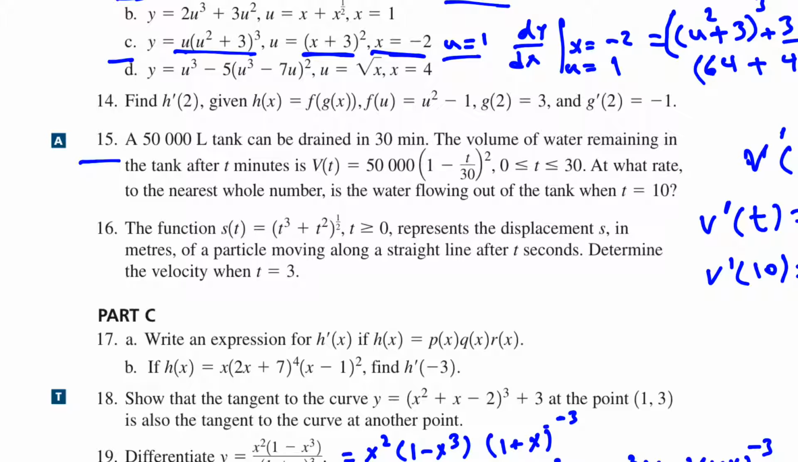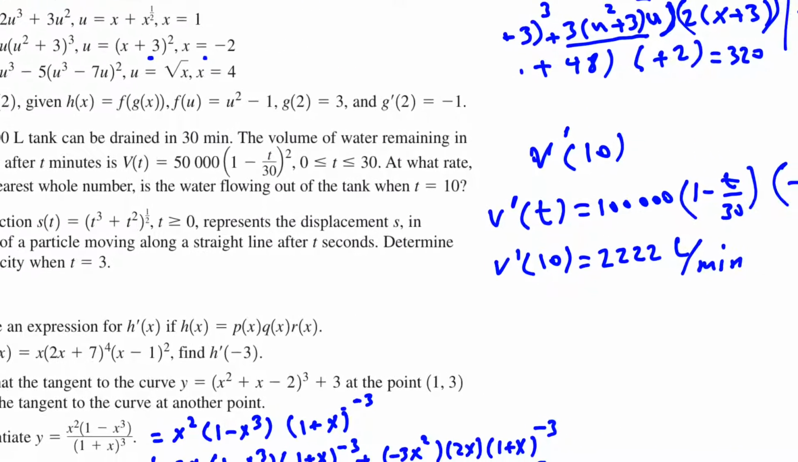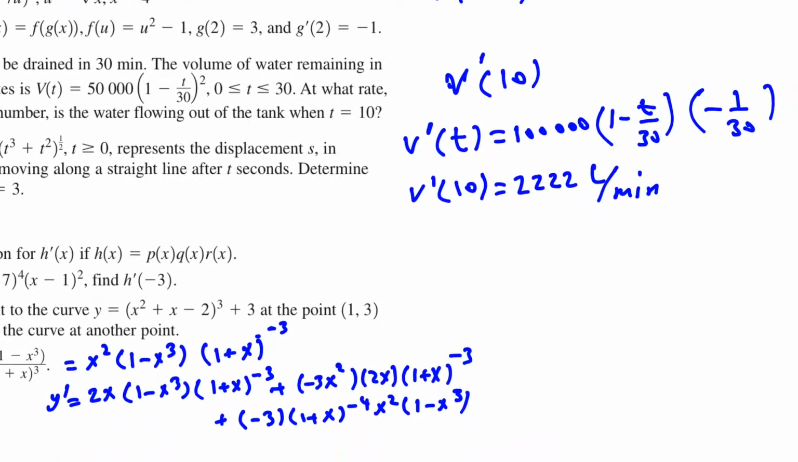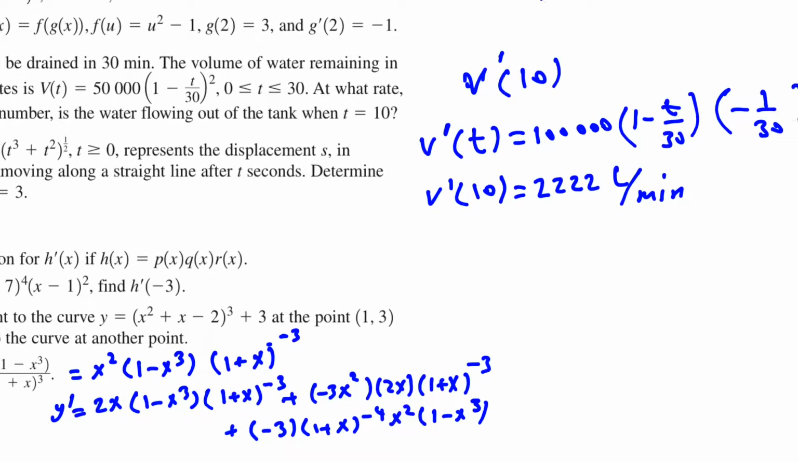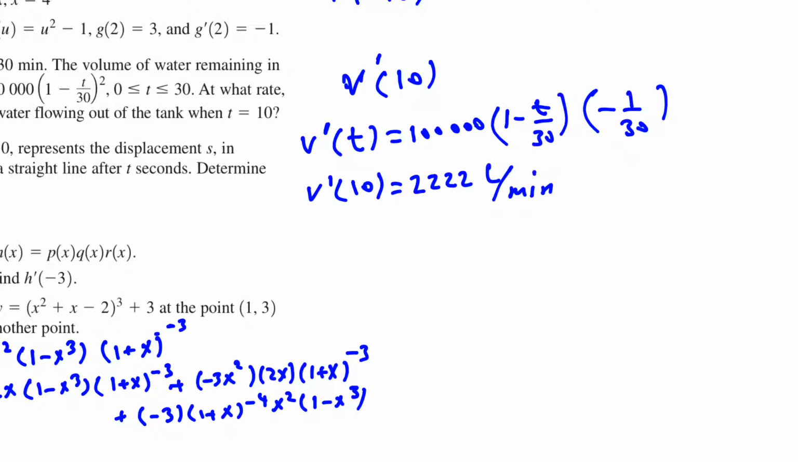We have to find the derivative and plug in 10. We are looking for rate of change of the volume at t equals 10 minutes. The derivative is 2 times 50,000, which is 100,000, times (1 minus t over 30) times negative 1 over 30. V prime of 10 is 2,222 liters per minute.